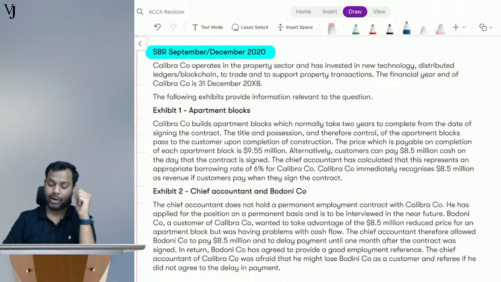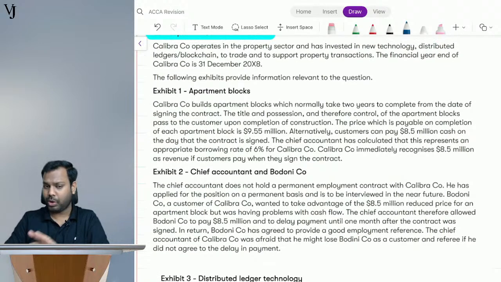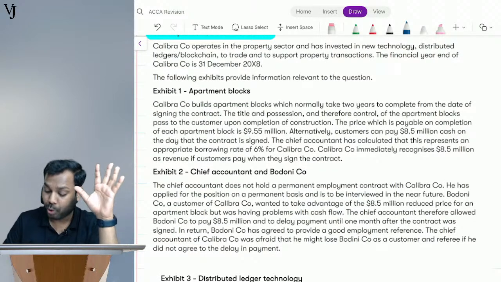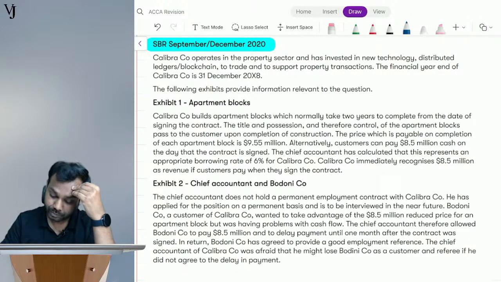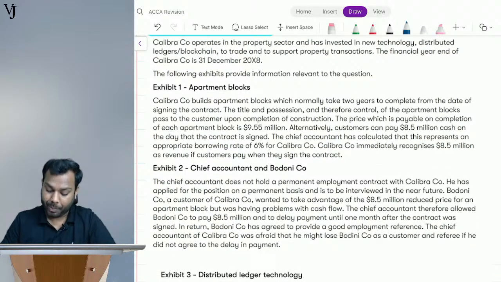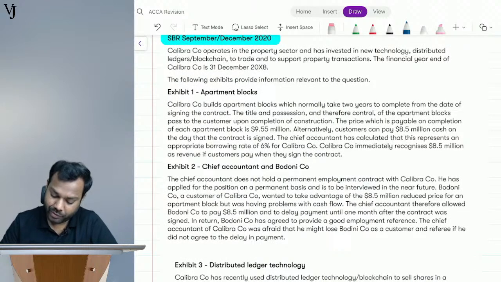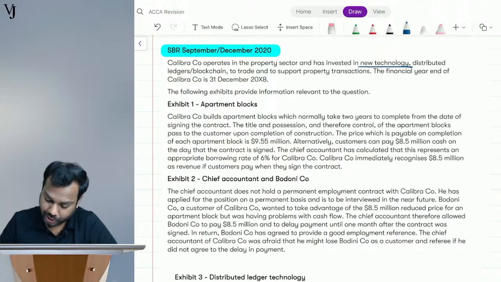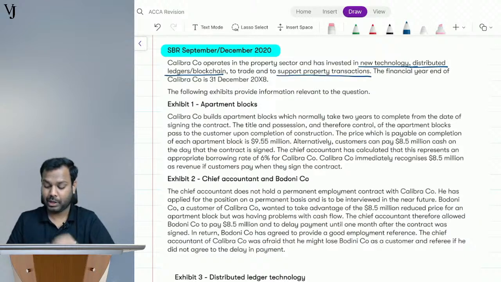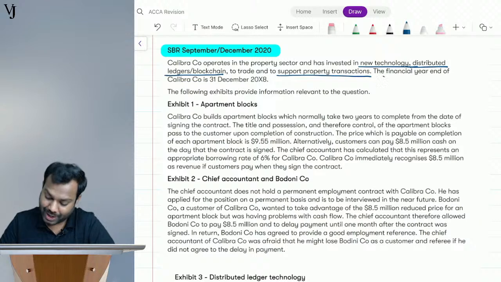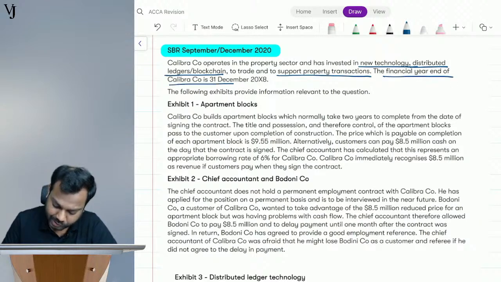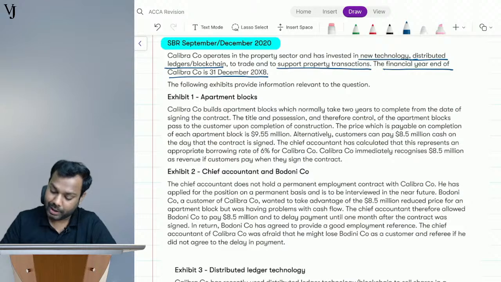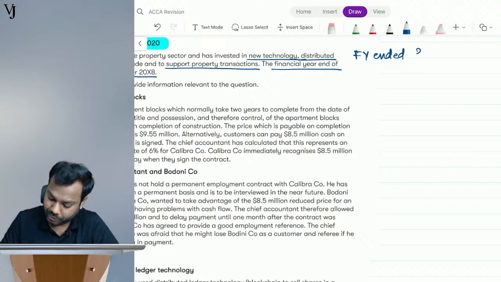Now let's read the question and try to understand it. We'll not wholly solve this question, but we'll try to understand the approach. Understand, guys. Calibra company operates in the property sector and has invested in new technology, distributed ledgers, blockchain, to trade and to support property transactions. The financial year end of Calibra is 31st December 20X8. I'll write here: financial year ended 31st December X8.